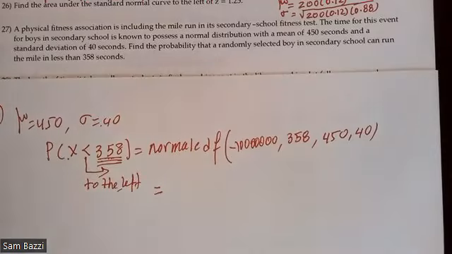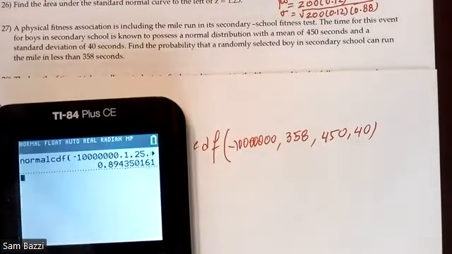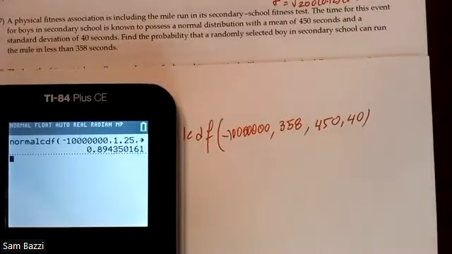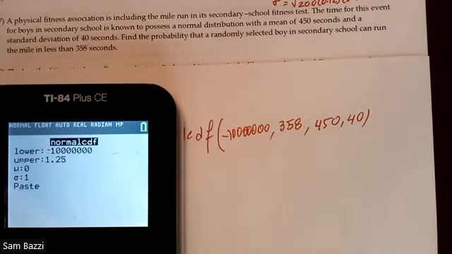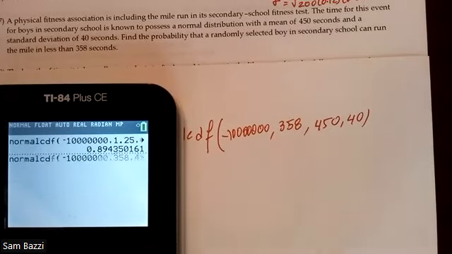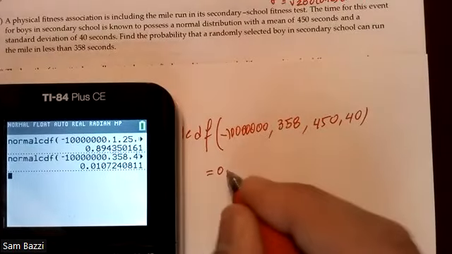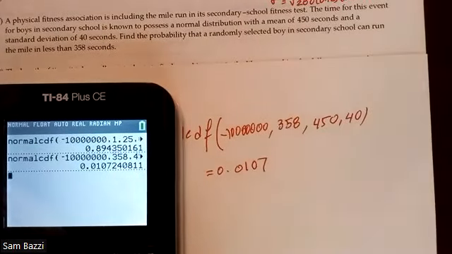Let me show you the work. So you go second, variables, normal CDF. -1 million I already have there, 358. Mean is 450, guys. And standard deviation is 40. And here's the answer. All right.